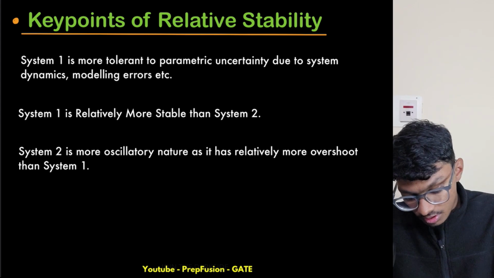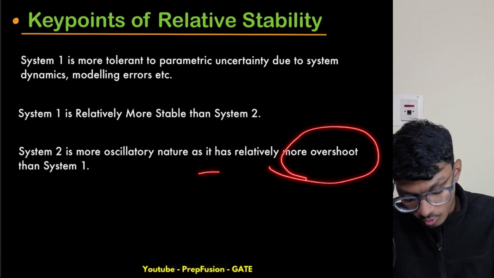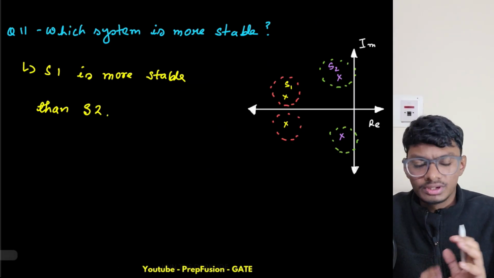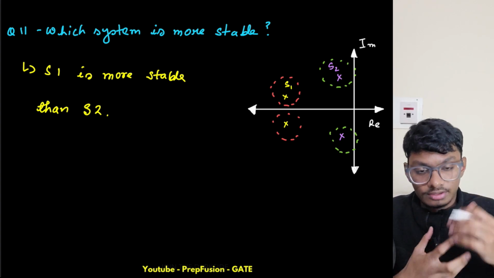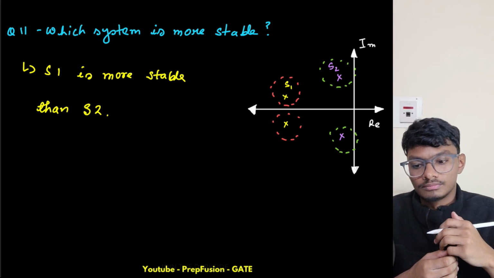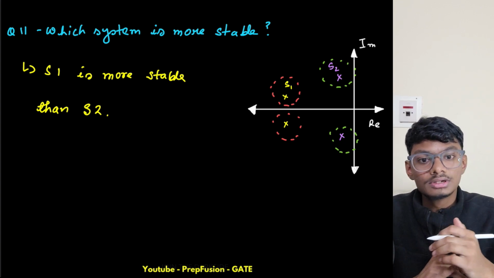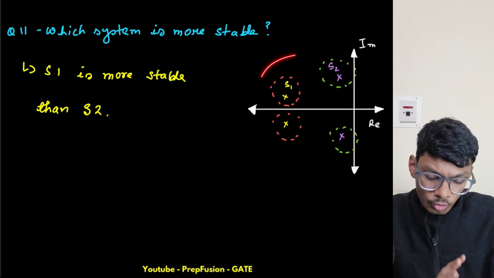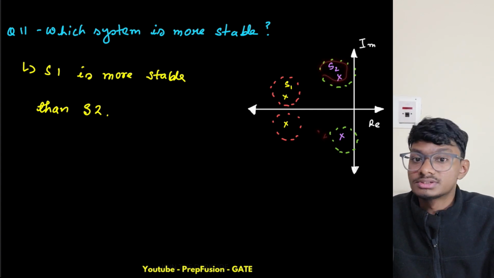Now system 2 is more oscillatory in nature as it has relatively more overshoot than system 1. What does this mean? Take a simple example. Where have you learned the term overshoot? In the time response chapter of second order systems. So let's assume both of them are second order systems, and if my S2 poles are lying over here, what does this mean?